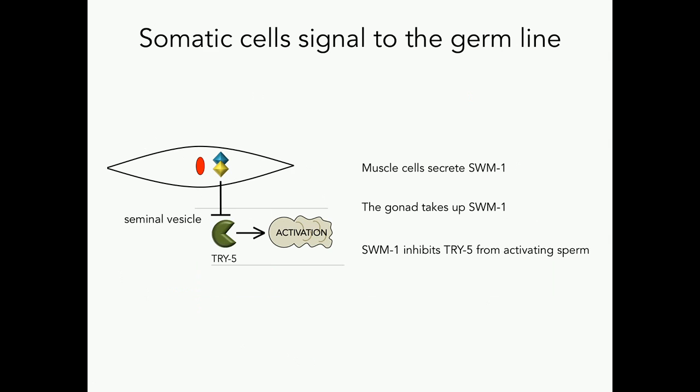So this leads us to a model where we believe we've identified this somatic signal that's signaling to the germline, where SWM-1 is secreted into the pseudocoelomic cavity where it can be taken up by the gonad and inhibit activation. And what you couldn't see from the movie or from the image I showed you is that we also know it's present in the seminal vesicle in line with this model.